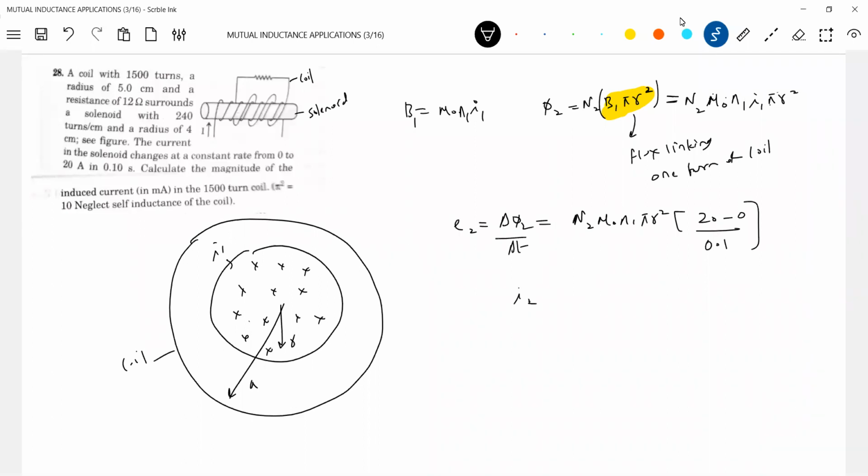So what is the current now? The current I2 should be equal to E2 by the resistance of the coil. 5 ampere will come, check it. Do the calculation later on.